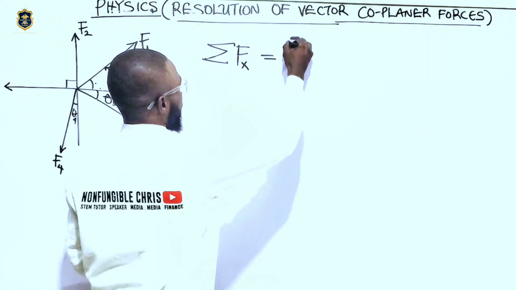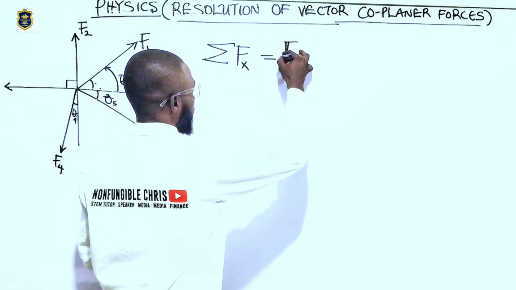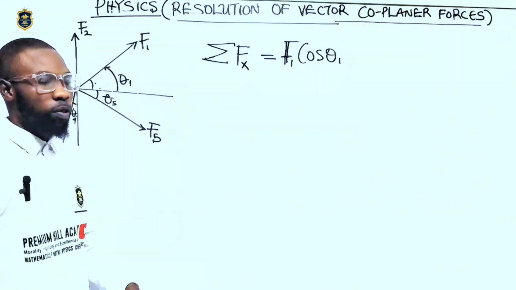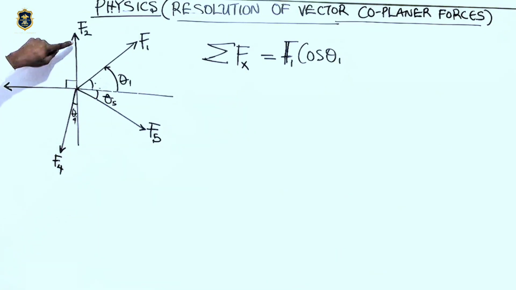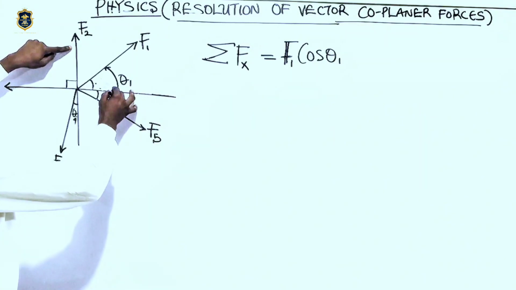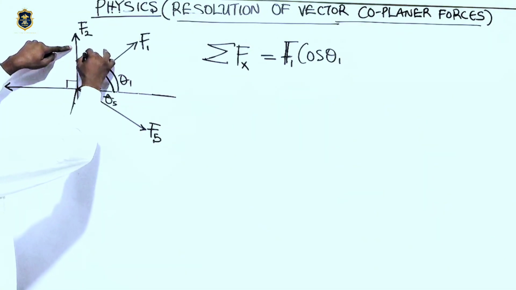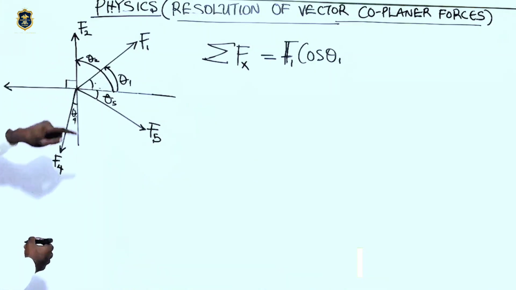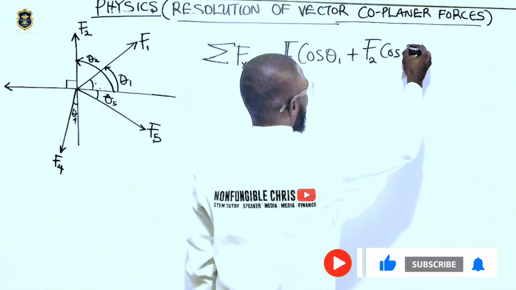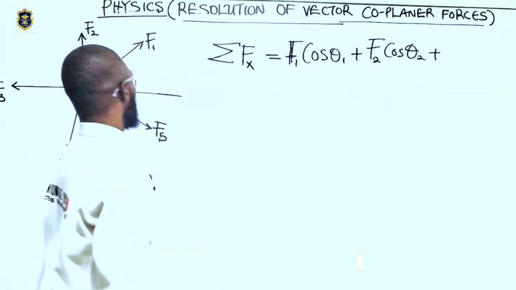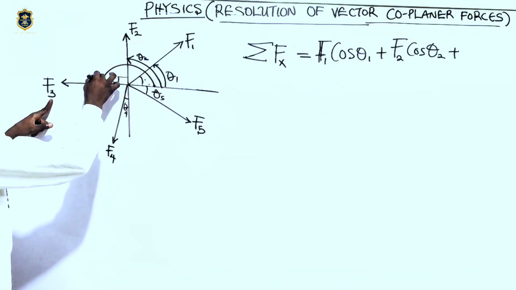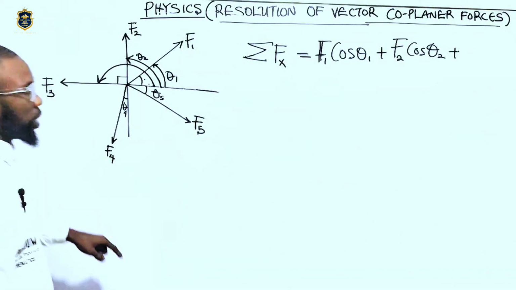So it's going to be F1 cos theta 1, because we are resolving to the x-axis. Then we get to F2. We resolve from this static axis to this part, so let's call this our theta 2. So it's F2 cos theta 2 plus, now we're getting to F3, the third force. We start from here and resolve down, so it's F3 cos theta 3.